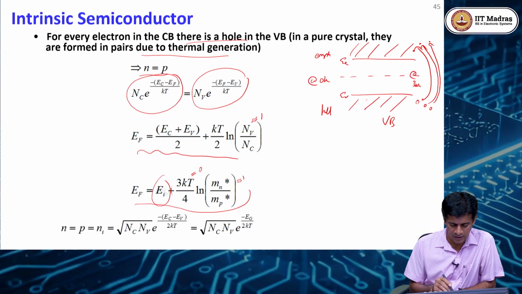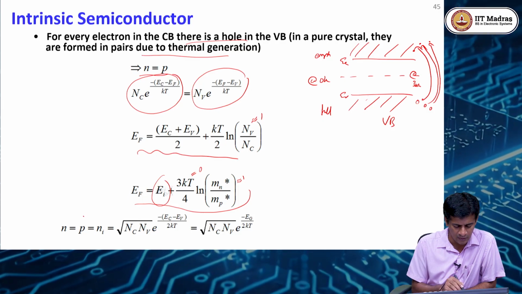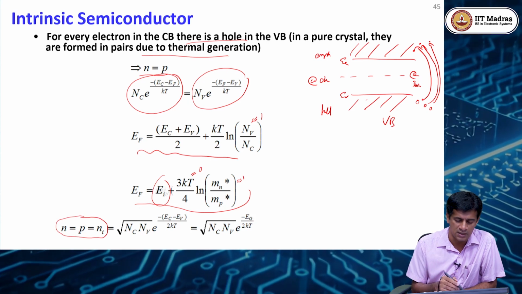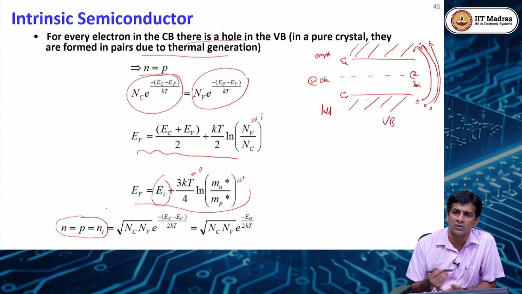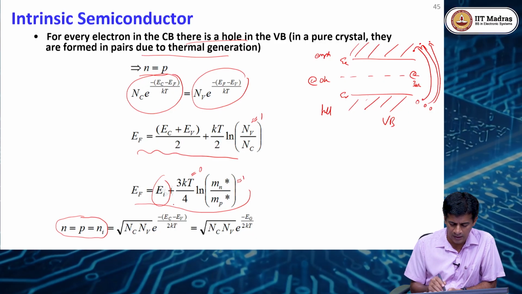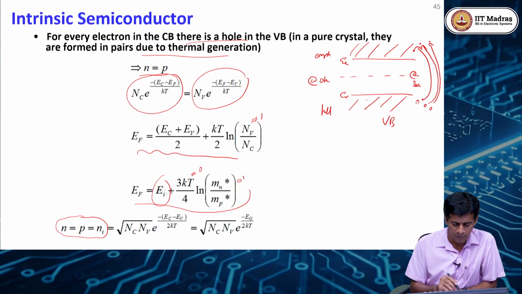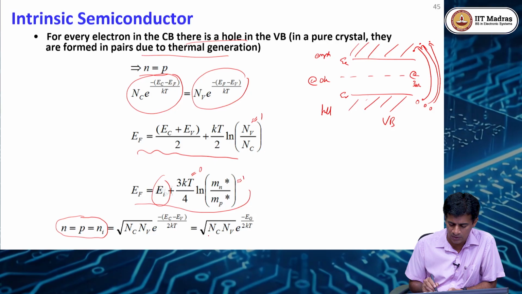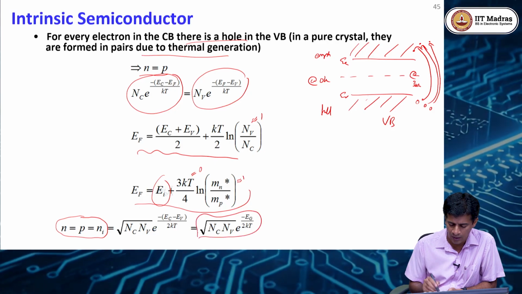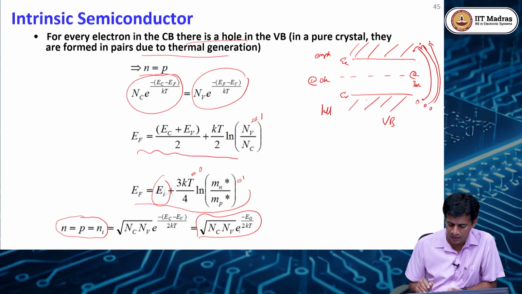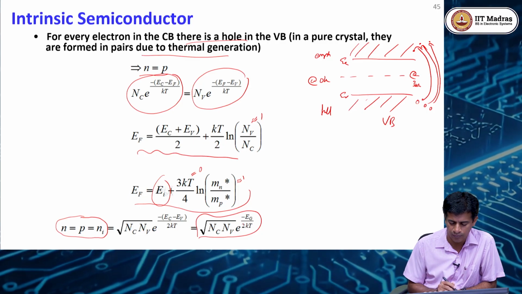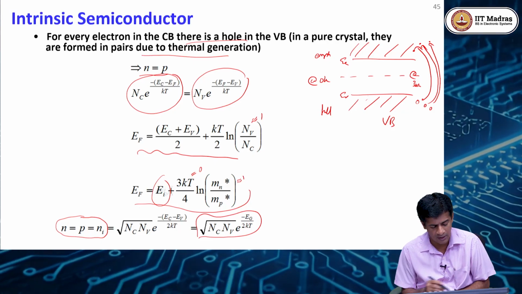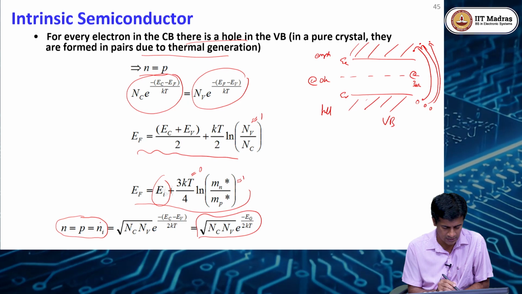Then, once you know the Fermi level, you can calculate the intrinsic carrier concentration. We saw that the electron and hole concentrations are the same in an intrinsic semiconductor, because they are generated in pairs. Once you equate these two, you can calculate the N and P concentration. It is root of NC/NV into exponential minus Eg by 2kT. Once you know the NC and NV values and the Eg value, you can calculate the intrinsic carrier concentration at any temperature.